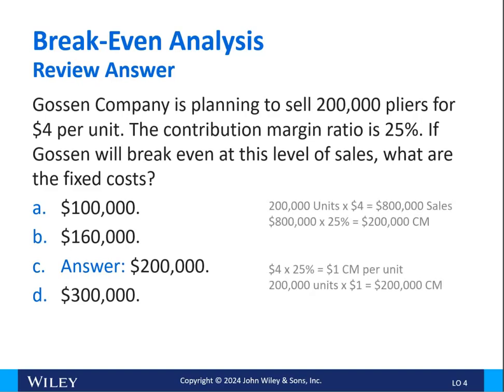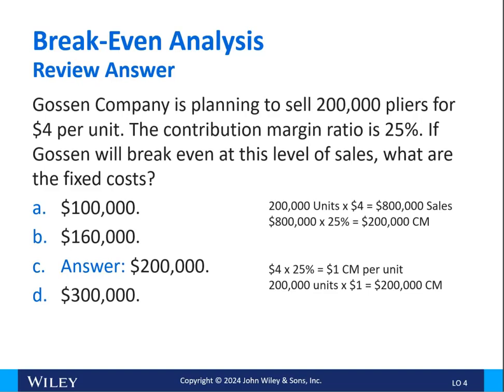How did we get that? Two different ways. We could take 200,000 units that they're planning to sell at $4 per unit, $800,000 of sales times 25% contribution margin ratio is $200,000 of contribution margin. At break even, our contribution margin equals our fixed costs, so that's also our fixed costs.